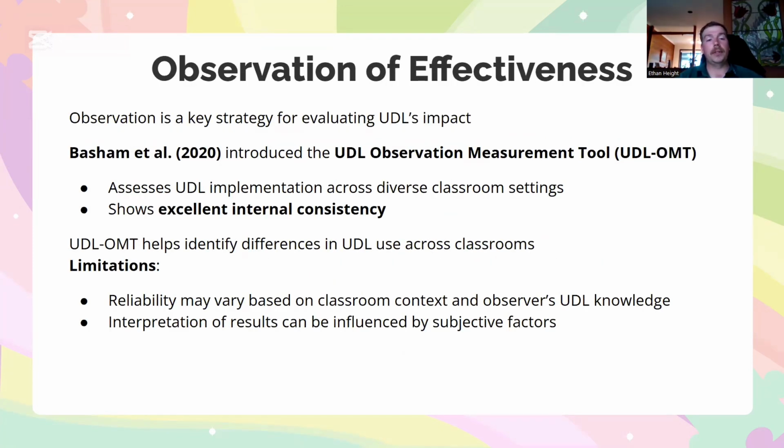So, observation of effectiveness. Observing the impact of UDL in the classroom has been identified as an effective strategy to evaluate its benefits in the class. A study completed by Basham et al. in 2020 discusses the UDL Observation Measurement Tool, or UDL OMT, to assess its impact on students in the classroom. The study shows that the UDL OMT has excellent internal consistency and can characterize differences in UDL implementation across a continuum of settings within a classroom and its diverse learners.